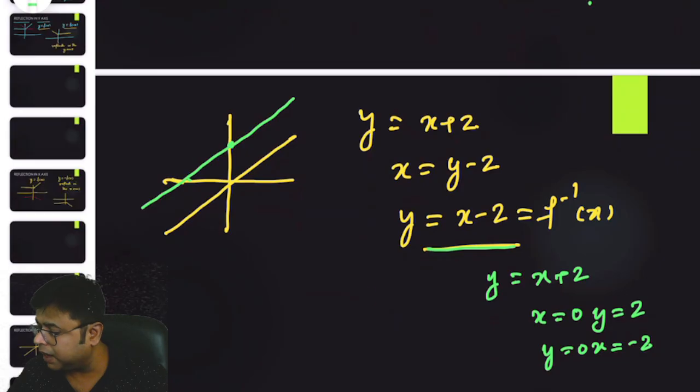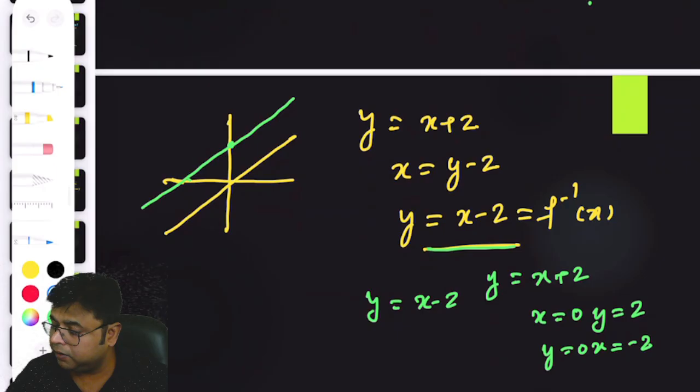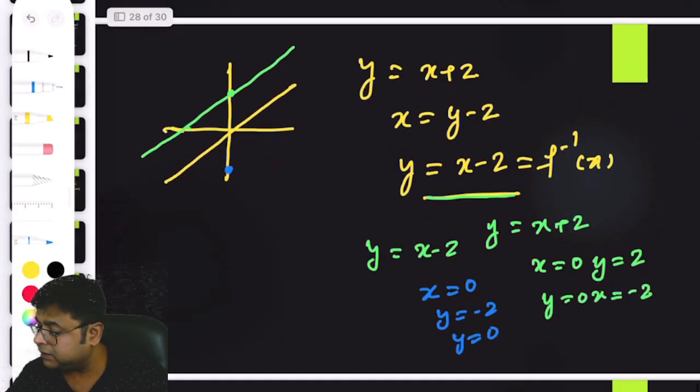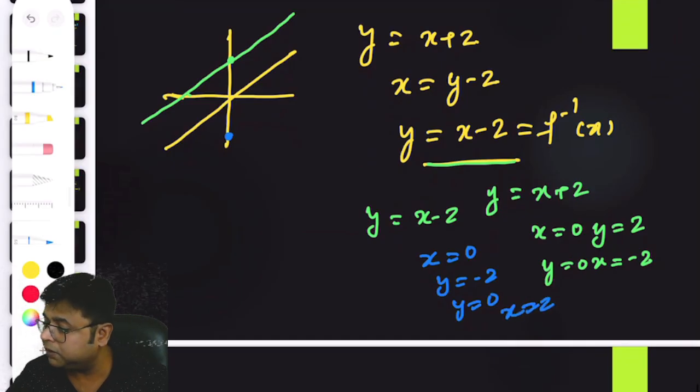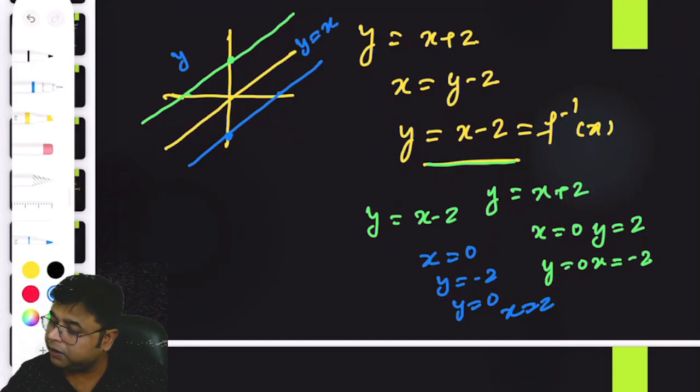So if I plot this y equal to x minus 2, for x equal to 0, y is minus 2, which is this point, and for y equal to 0, x is 2, which will be this point. So this is the exact reflection of the green line in the yellow line. The yellow line is y equal to x, the green line is y equal to x plus 2, which was my original function, and this is the inverse function, which is y is equal to x minus 2.